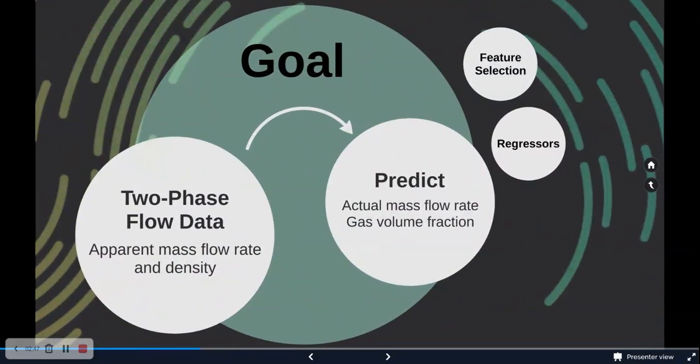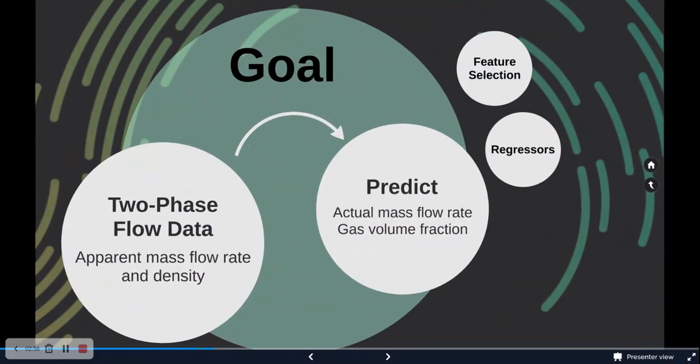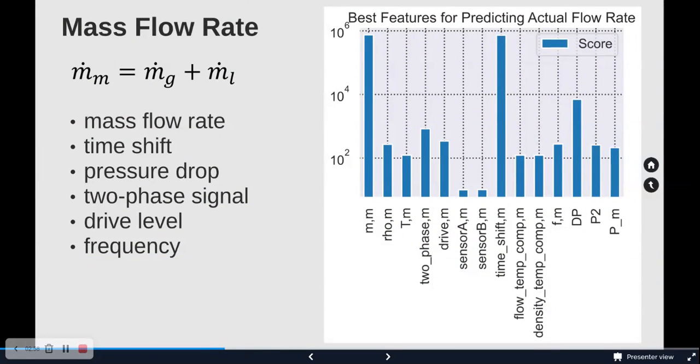So my goal was to use the two-phase flow data with the apparent mass flow rate and the density to predict the actual mass flow rate and the gas volume fraction. For the mass flow rate, the features that were most highly correlated were the apparent mass flow rate and the time shift, which is how the Coriolis meter calculates mass flow rate. This is not terribly surprising. But in my models, I included the top 6 features.